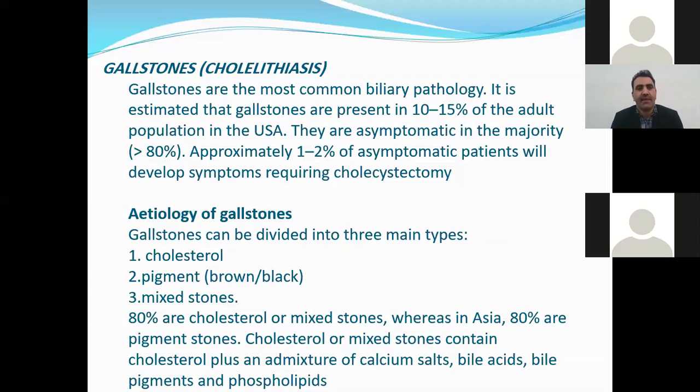Now we take the commonest problem that occurs in the gallbladder, which is gallstone, called cholelithiasis. Gallstones are the most common biliary pathology. It is estimated that gallstones are present in 10 to 15% of adults. They are asymptomatic in the majority of cases.